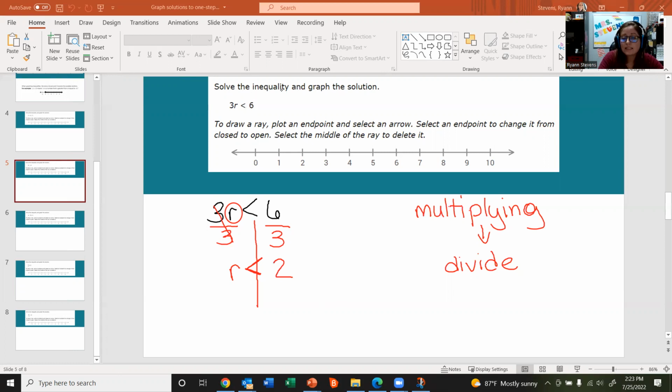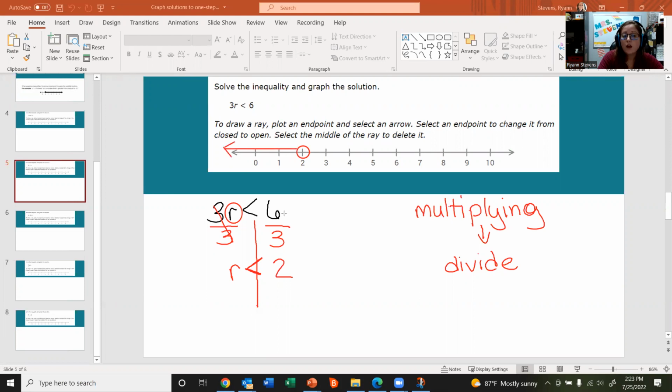I can look at this and say, okay, I have a less than sign. It's not less than or equal to, which means I'm going to have an open circle at 2. Then I could ask which side am I going to shade to? r is less than 2, so any of these numbers that are less than 2.